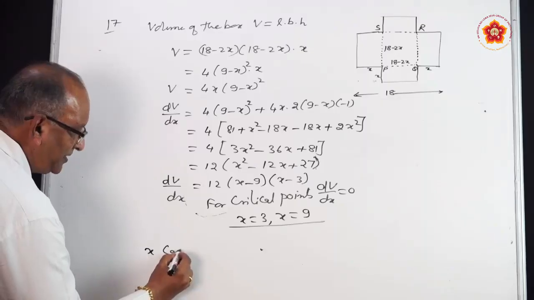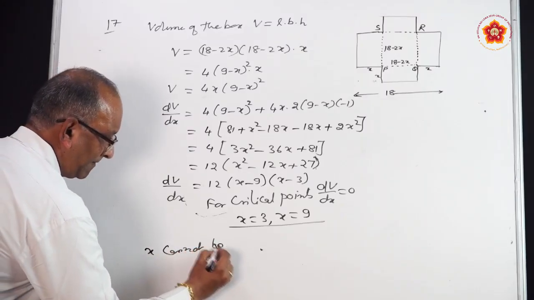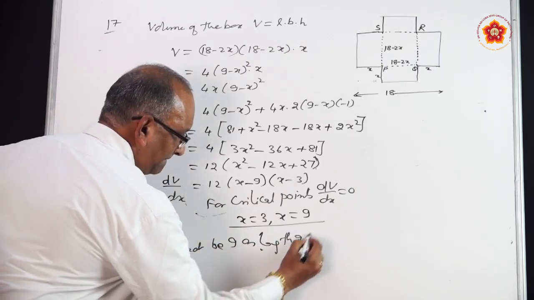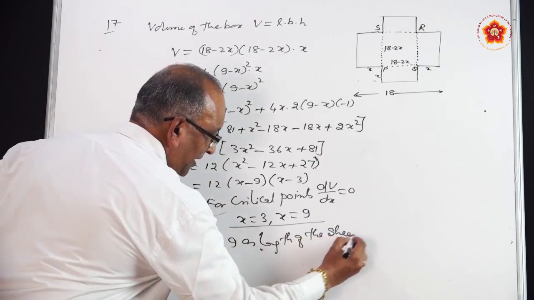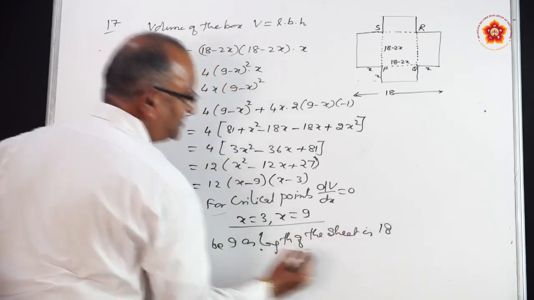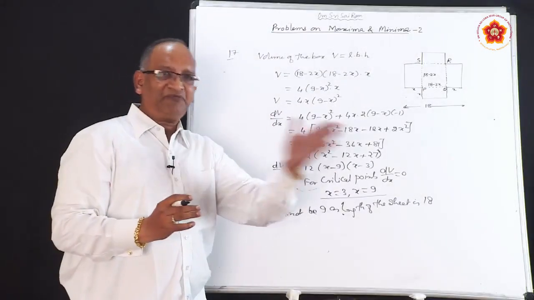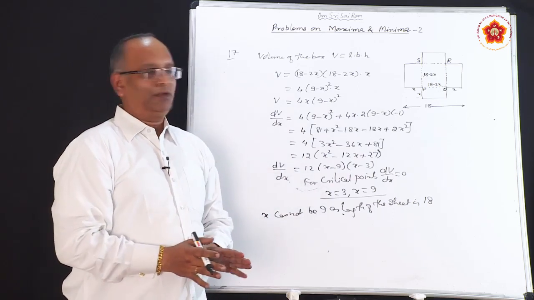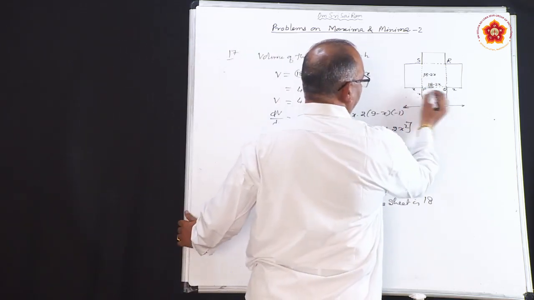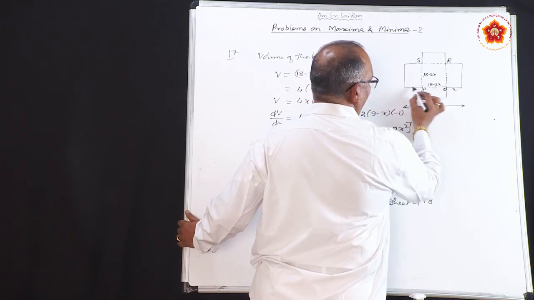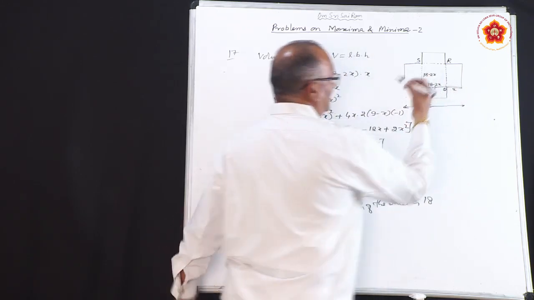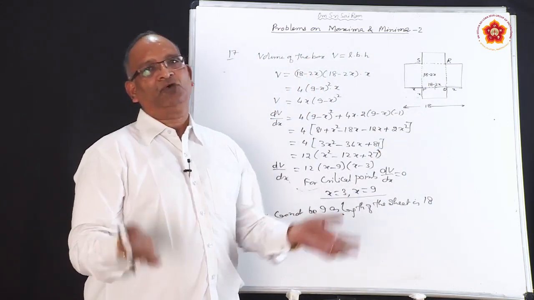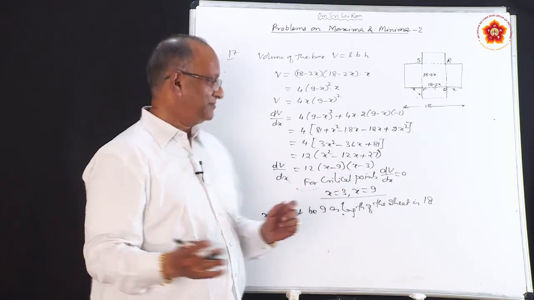We will say x cannot be 9 as the length of the sheet is 18. See, the total length is 18. If you cut off 9 on one side and 9 on the other side, there is nothing left to make a box. Just imagine this x comes up to the middle and this also comes to the middle, and if you remove this and this, there is no sheet left. So you cannot make a box. So x cannot be 9. So the only possibility is x equal to 3.